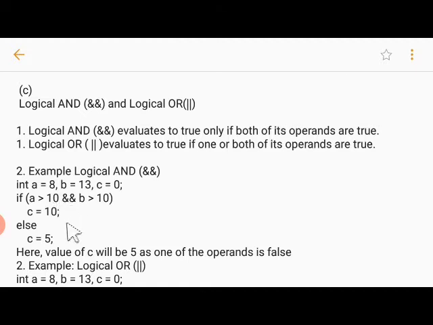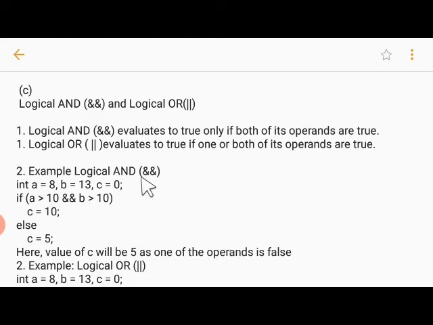So it will not execute c assignment 10, it will execute c assignment 5. So c will be initialized with 5, or c will be given the value 5. Okay, so here the value of c will be 5 as one of the operands is false. That is what is written here.